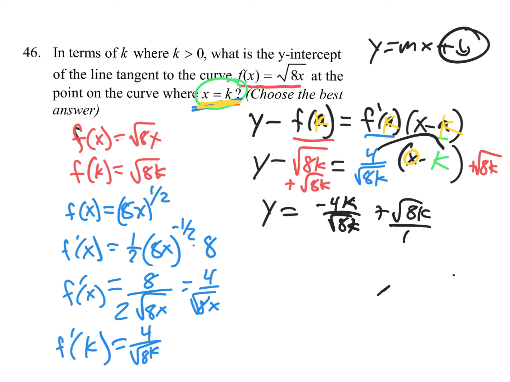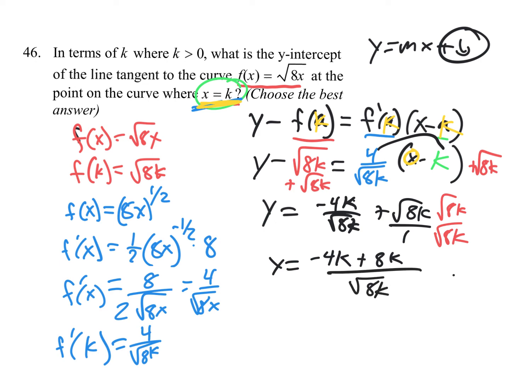I need common denominators because this is a weird fraction going on here. To get common denominators, I'd have to multiply this by the square root of 8k over the square root of 8k. And what does that give me? That gives me negative 4k plus 8k over the square root of 8k, which makes positive 4k over the square root of 8k.